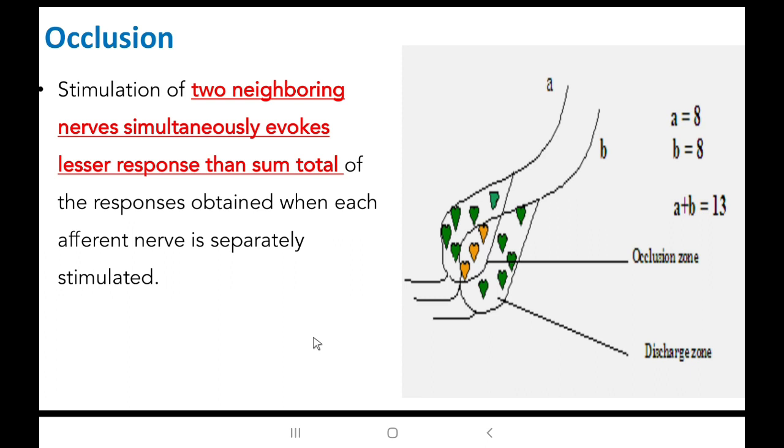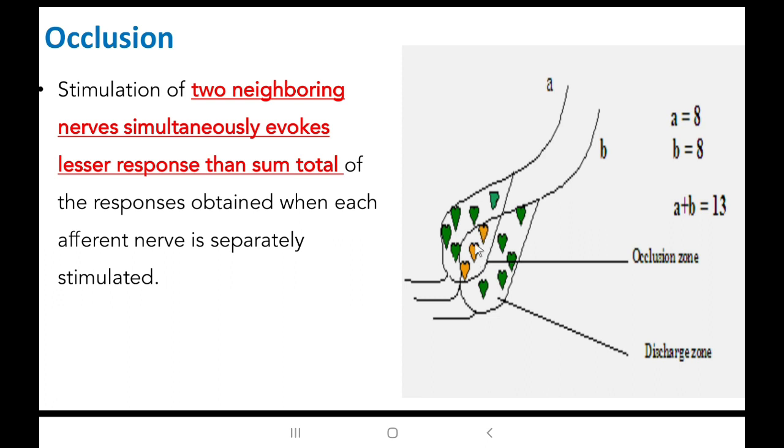Next property is occlusion. Stimulation of two neighboring nerves simultaneously evokes a lesser response than the sum total of the responses obtained when each afferent nerve is separately stimulated. If these A and B are stimulated separately, the response should be like A plus B, 8 plus 8, 16. But in occlusion, it is seen that the response of A plus B is 13, not 16.